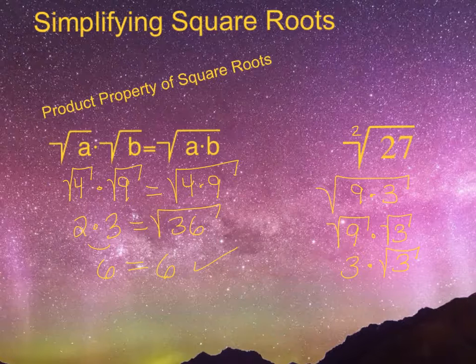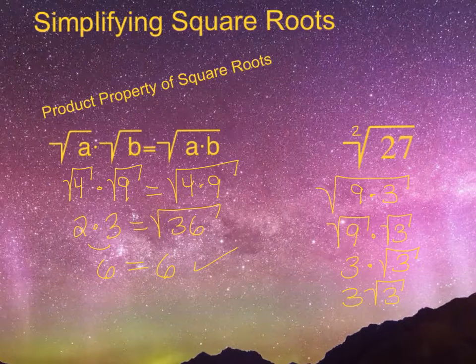Now 3 inside this radical here is not a perfect square, so that's going to remain. And just by convention, we usually drop this multiplication product symbol here, and we just say that this is 3 square roots of 3. And that's how we would verbally say this number, 3 square roots of 3, which is 3 times the square root of 3.